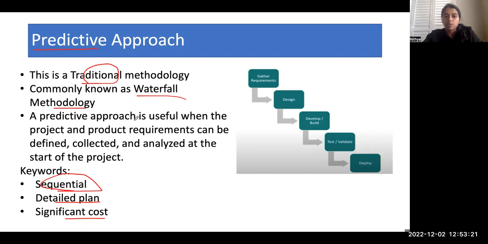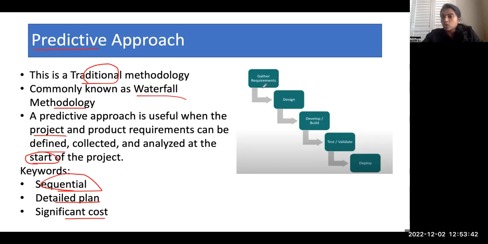A predictive approach is useful when the project and product requirements can be defined, collected, analyzed at the start of the project. So here the requirements, scope, time, and cost are determined at the onset of the project.